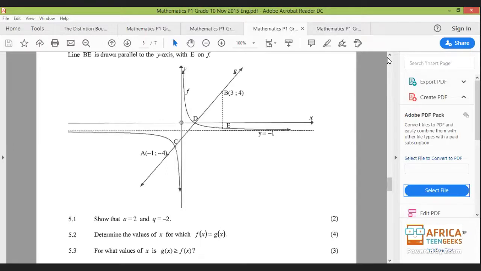Yes, we got the value of A, guys. Let's not debate about the value of A. We got it. It's negative 4 minus 4 over negative 1 minus 3. So we are done with the value of A. My question is, who wants to calculate the value of Q for us? Who wants to tell us how to get Q is equals to negative 2?